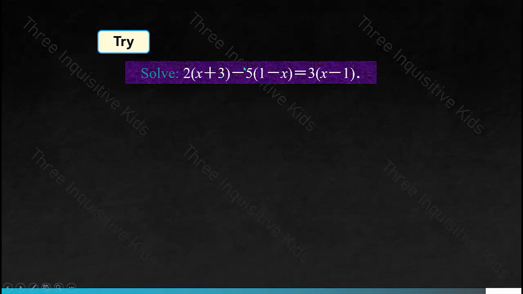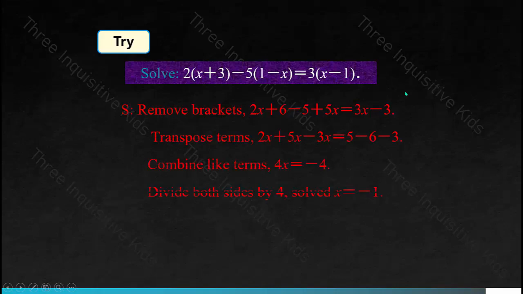Solve 2 times (x plus 3) minus 5 times (1 minus x) is equal to 3 times (x minus 1). Well, here, the things in the parentheses aren't exactly the same, meaning we can't just divide both sides by a number. So what we can do is first use the distributive property to factor 2, 5, and 3 into their parentheses. So we have 2x plus 6 minus 5 plus 5x is equal to 3x minus 3. Transpose terms, combine like terms, and then we have x is equal to negative 1.